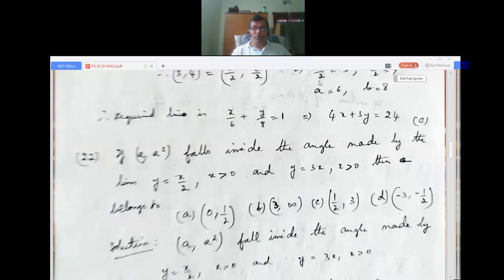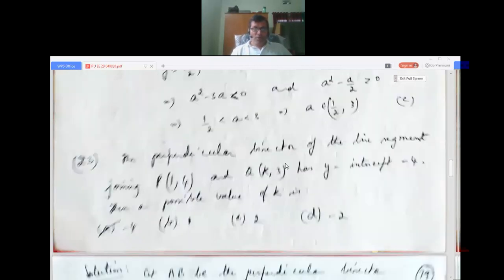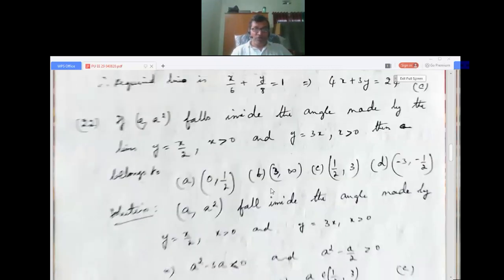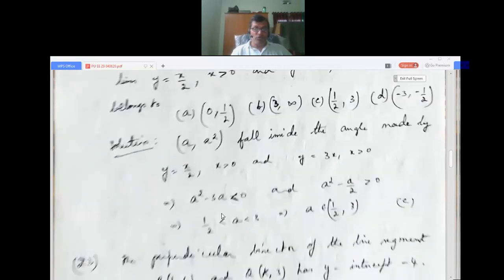Now we go to question number 22. If the point a comma a squared falls inside the angle made by the lines y equals x by 2, x greater than 0, and y equals 3x, x greater than 0, then a belongs to: 0 comma half, 3 comma infinity, half comma 3, or minus 3 comma minus 2. Okay, how do we do it?